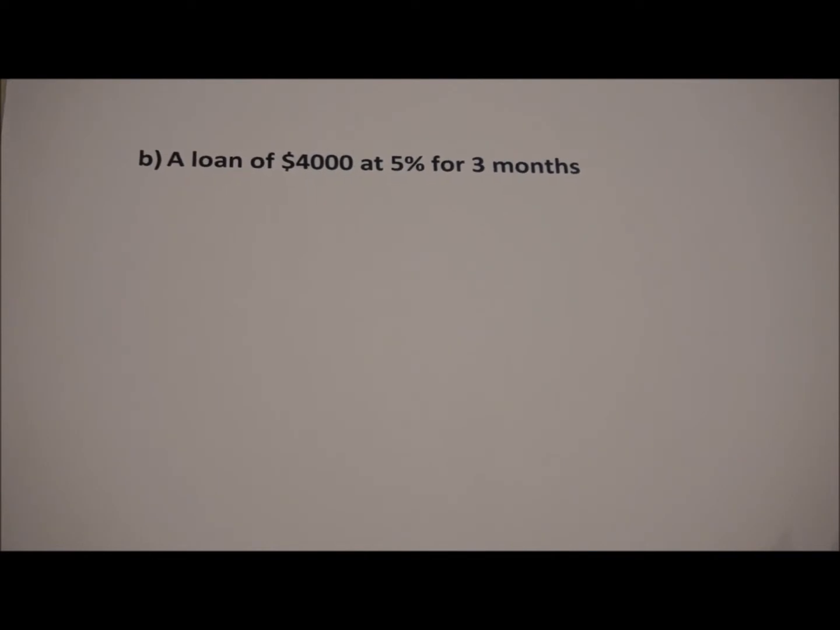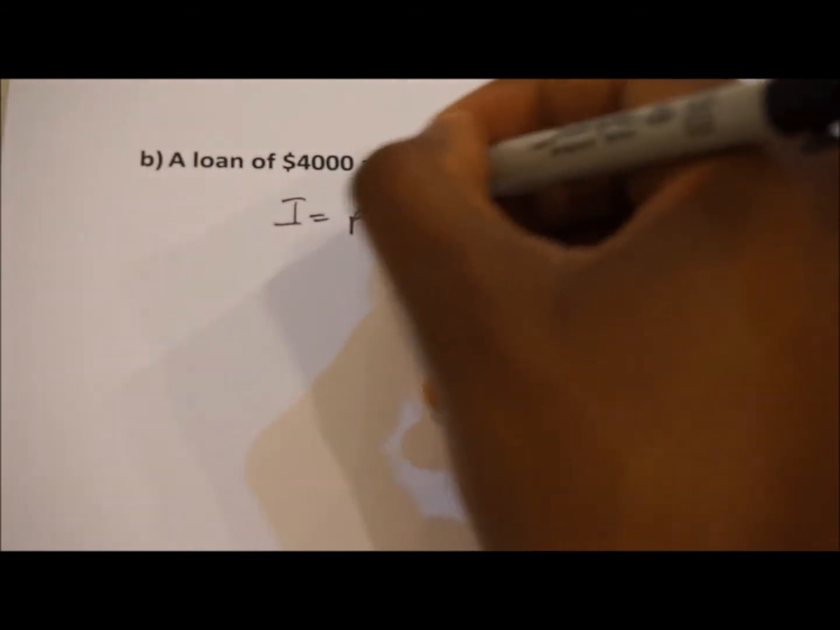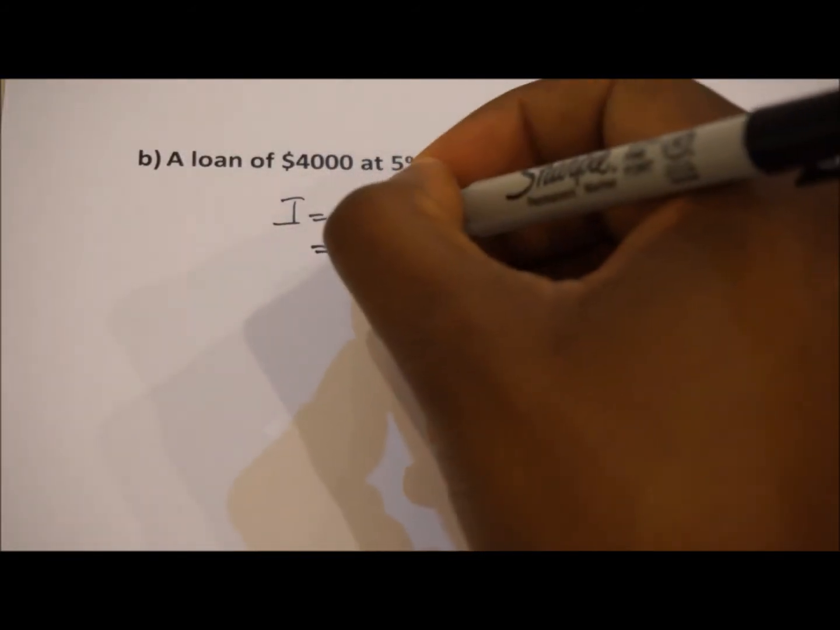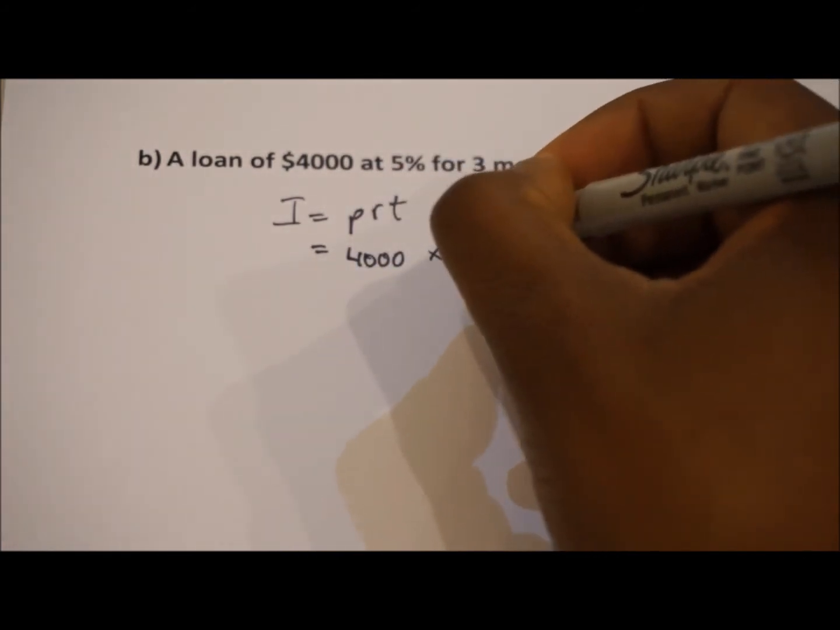Here's another example of finding your interest. You take out a loan of $4,000 at 5%. You want to know what interest you will pay in 3 months. Again, same thing. Interest is equal to principal times rate times time. Our principal is $4,000. Our rate is 5%.